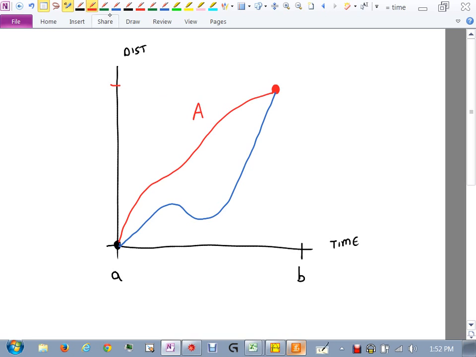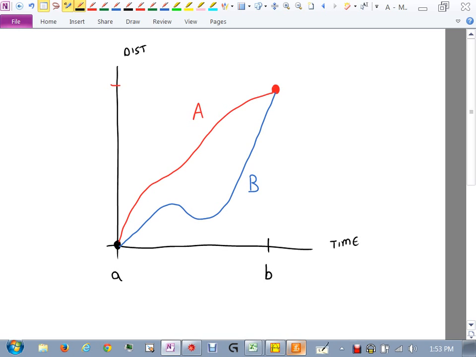Those capital A and capital B are our cars. Little a and little b is our interval of time, just to make it match up with Rolle's theorem. And wow, my B is way off. Let's make B be the end.